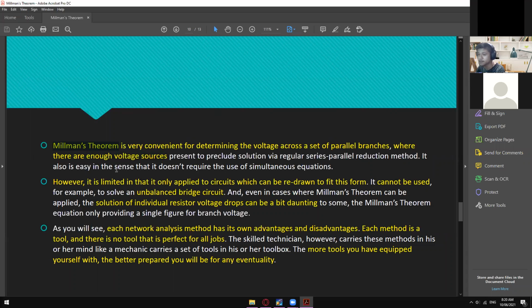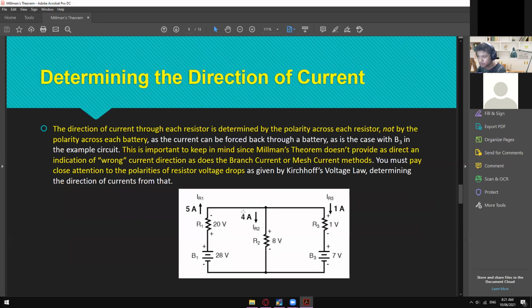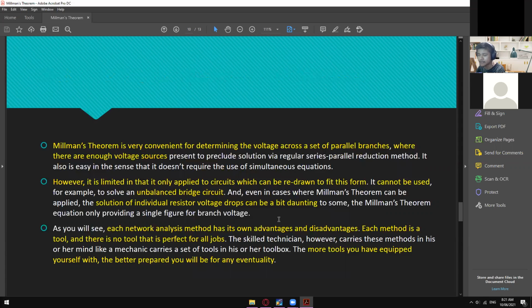It is also easy in the sense that it doesn't require the use of simultaneous equations. So yes, this is super quick to solve, because it doesn't require equation number one, equation number two, equation number three, and then solving for the current on the left side and the current on the right side. So this is a good theorem that they have invented for us to be able to solve the voltage drops and the currents on each branch. Okay, well, that is only if it meets the condition.